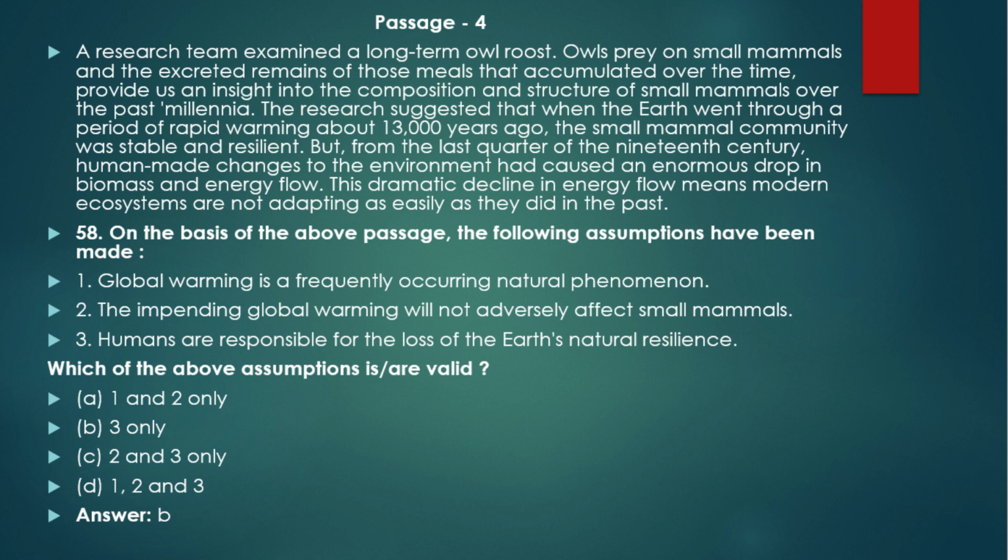Question 58. On the basis of the above passage, the following assumptions have been made. First, global warming is a frequently occurring natural phenomenon. Second, the impending global warming will not adversely affect small mammals. Third, humans are responsible for the loss of the Earth's natural resilience. Which of the above assumptions is or are correct? A. First and second only. B. Third only. C. Second and third only. D. First, second and third.